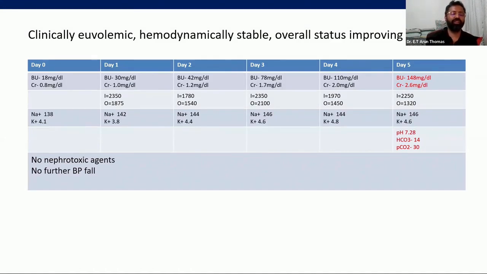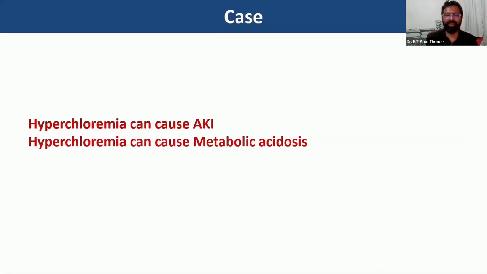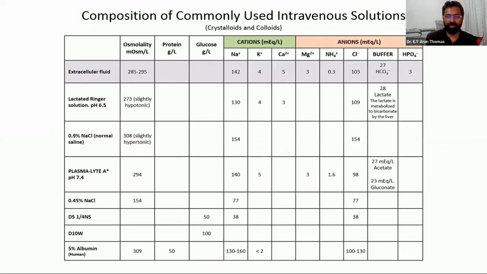There is no nephrotoxic agent, no further BP fall. One thing everyone forgot, we got a consultation, one thing everyone forgot to look at was the chloride level. The ABG will give the chloride level. Chloride level is 128, so this is hyperchloremia. What happened is the patient was resuscitated with normal saline, and the patient's maintenance fluid was all normal saline. Normal saline has equal amounts of sodium and chloride, 154 milliequivalents per liter each. It led to hyperchloremia and metabolic acidosis, and hyperchloremia can also cause AKI, because hyperchloremia causes renal arteriolar constriction and a reduction in the strong ion gap, causing hyperchloremic metabolic acidosis.